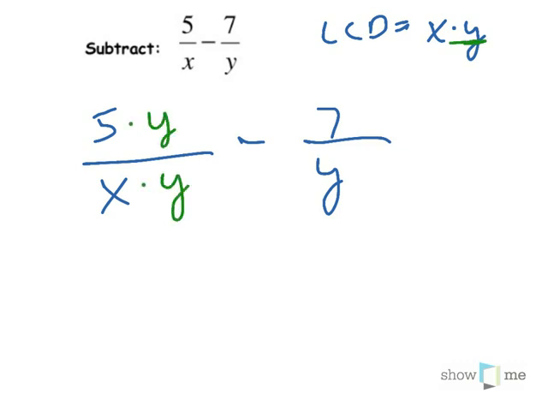And the second fraction was missing the x component, so I have to multiply by x in the top and the bottom. Don't let this x times y confuse you with the y times x. They're the same thing. Remember, multiplication is commutative. That means that the order can change.